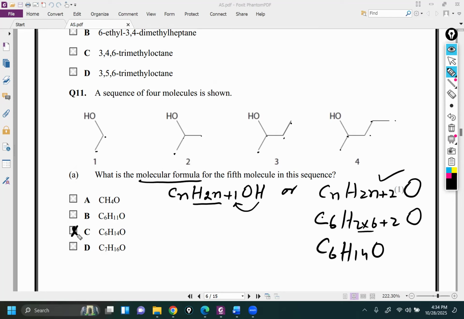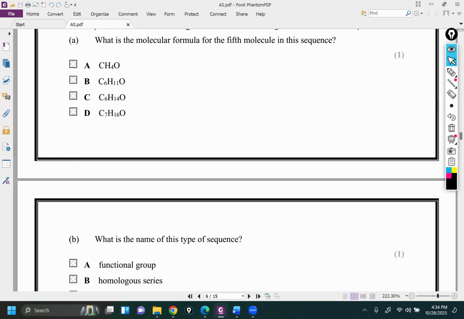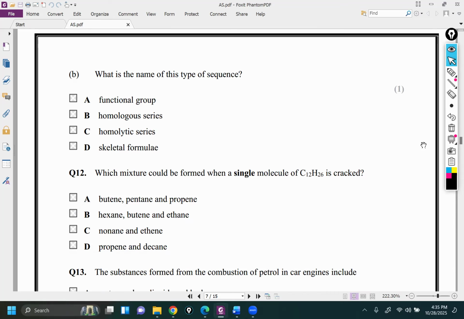So it's better to work out this question and reach the correct answer instead of randomly guessing the answer. What is the name of this type of sequence? This question repeats again and again. As the number of carbon atoms was increasing in the chain, it was a homologous series. The functional group is alcohol, and the compounds given form a homologous series.